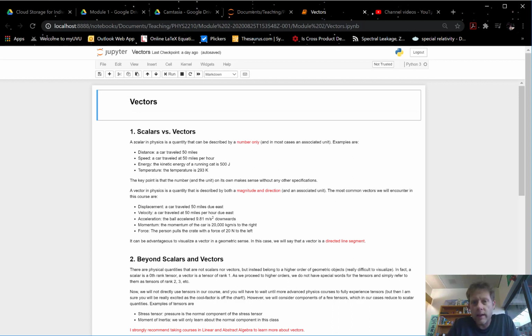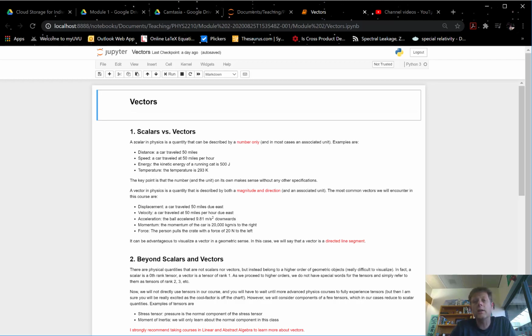We could also say that the car is traveling 75 miles per hour north. Now we have the number, we have a unit, but we also attach a direction to it. So that's a different quantity. We call that quantity velocity, and that's an example of a vector. So a vector is characterized by a direction and magnitude. We need both to specify a vector.